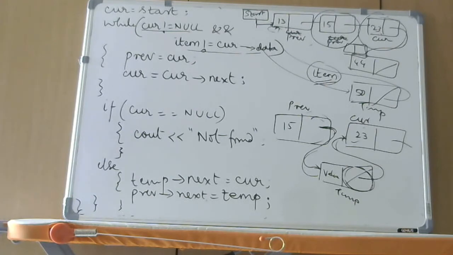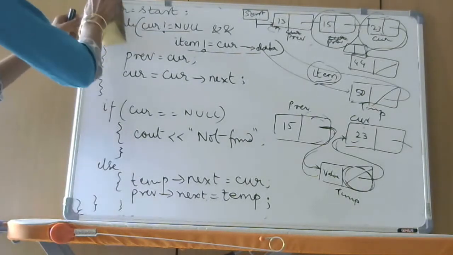Next, let us see how to display. Okay. Once we finish display, I will go to the deletion part. Let us see how we can display the linked list.